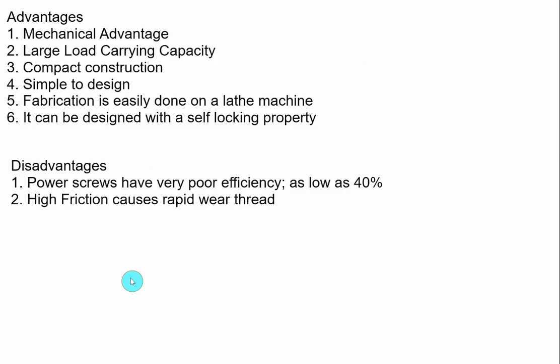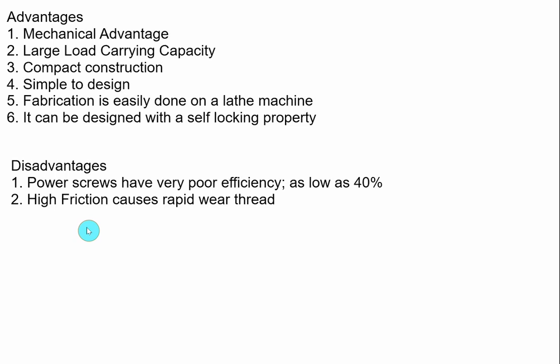As far as the advantages of a power screw are concerned, we can list six advantages. The very first one is a very high mechanical advantage. It has a very large carrying capacity, compact construction, and is simple to design. Fabrication is easily done on the lathe machine, and it can be designed with a self-locking property. That is, the external torque must be applied to move the load in a downward direction.